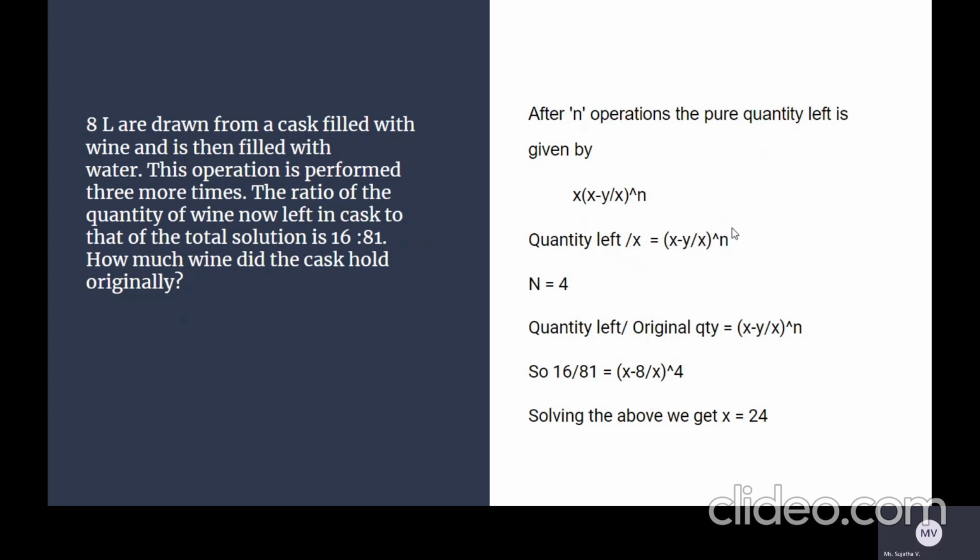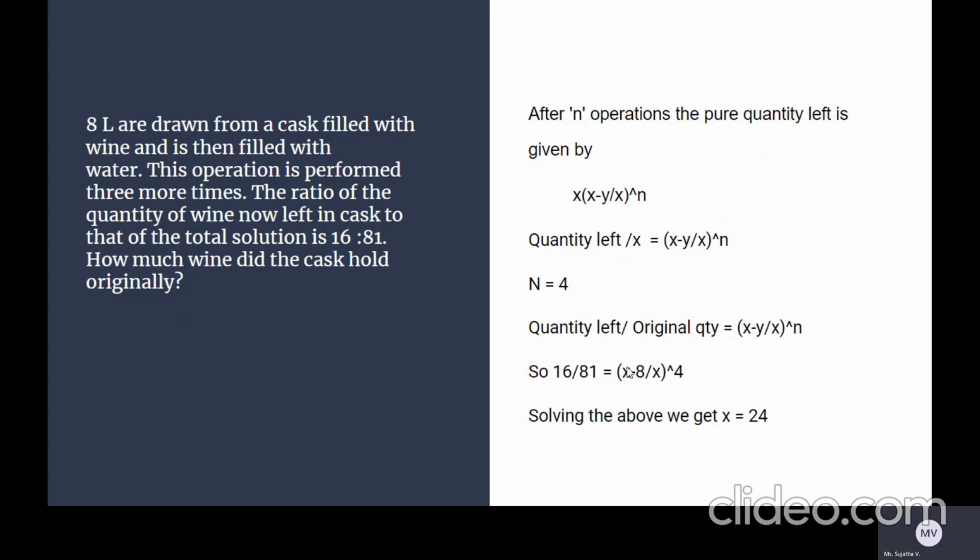Now let us see what is the 16 by 81. It is the ratio of the quantity of wine now left in the cask to that of the total solution. So that is the left hand side now, quantity left by original quantity. I just took this X to the other side, right? So on the left hand side, it is 16 by 81. This is what is given as 16 by 81 in the question. You can once again go to the question and relate it.